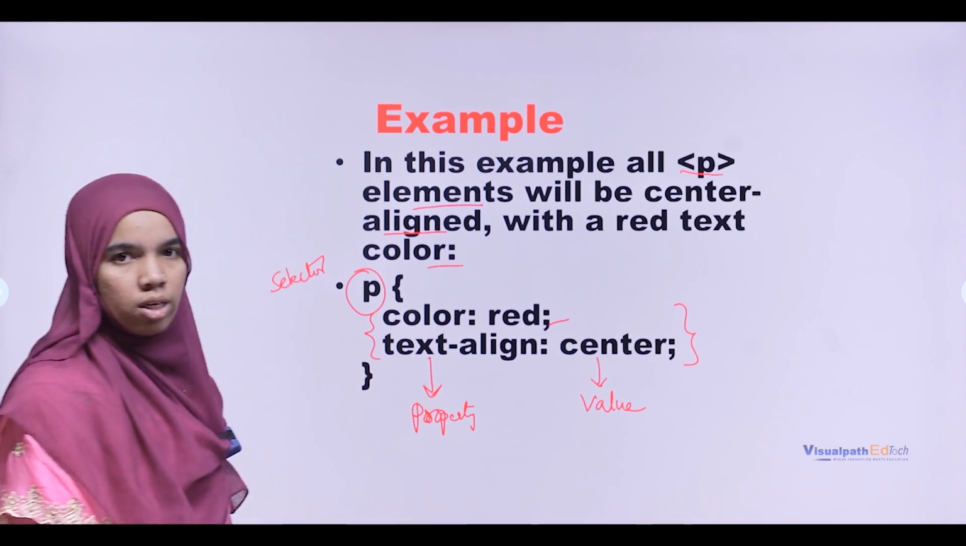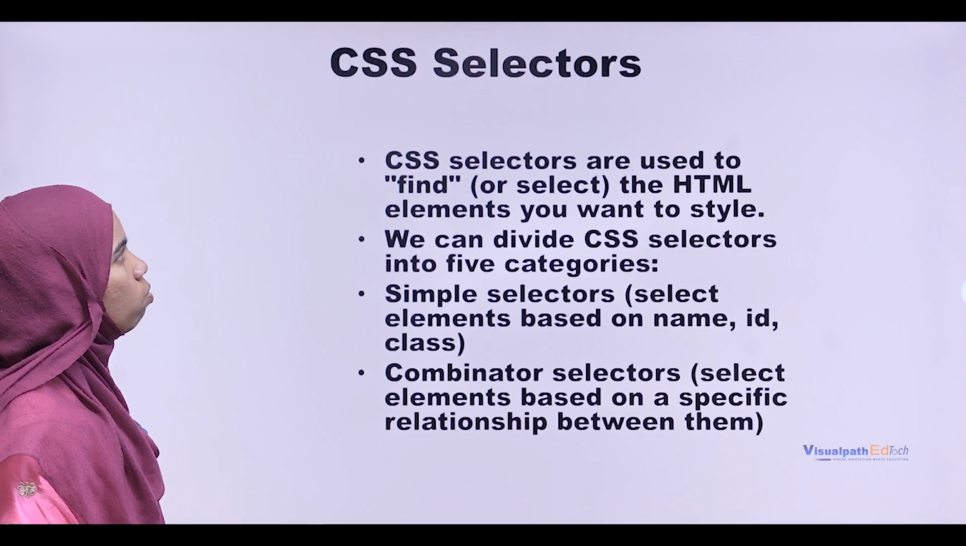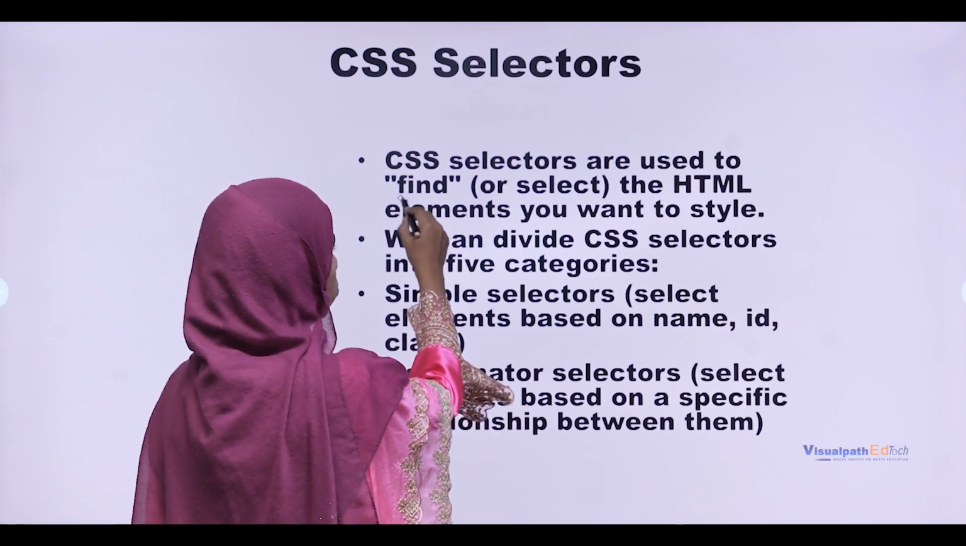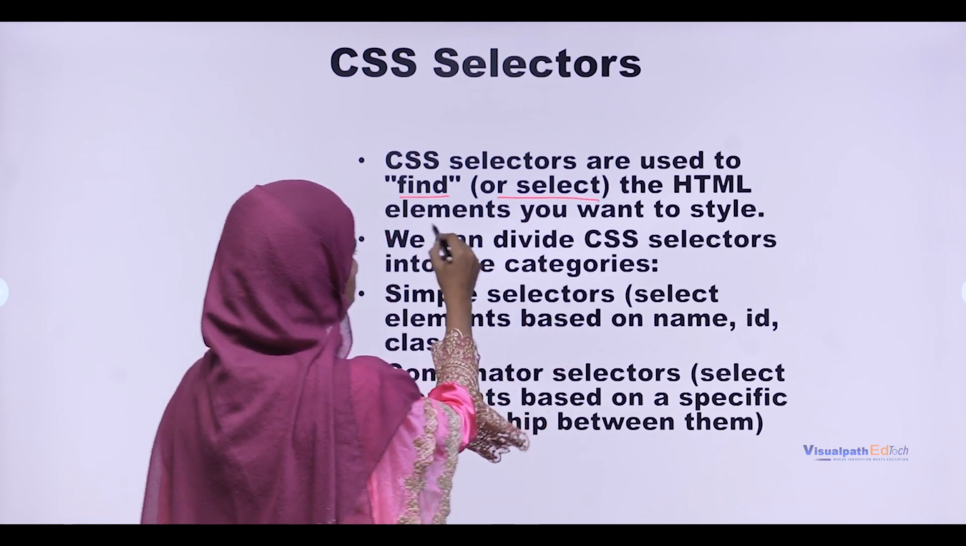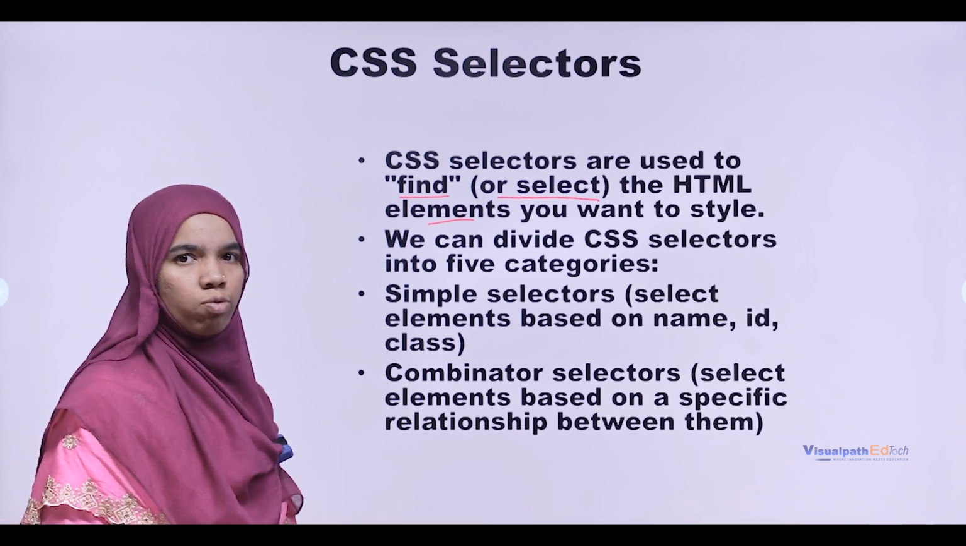Okay, hope it is clear to you how we are giving the declarations to it. Now, what are CSS selectors? CSS selectors are used to find or select the HTML elements that you want to style. They can be majorly categorized into 5 categories.